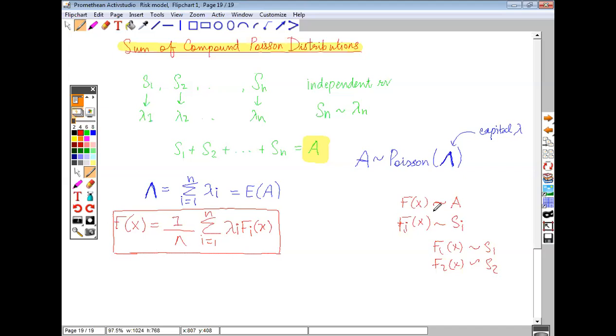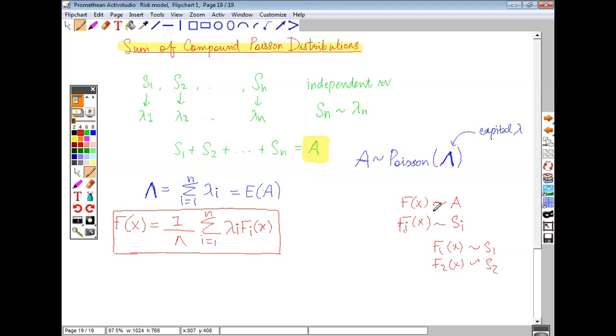Are you guys awake? Parameter of the ith compound Poisson. So it is the parameter of my Si's, right? Which themselves follow compound Poisson distribution, right? What is my capital Fi of x? Mihir, what is my capital F of S1, S2, S3? It is the distribution, the CDF, right? It is the CDF of S1, S2, S3, right?